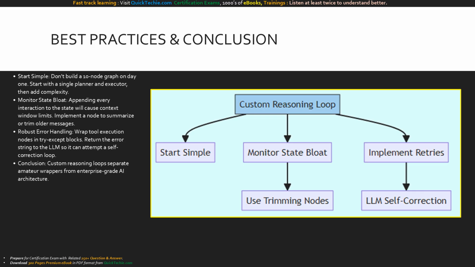Finally, implement robust error handling. If a tool fails, don't crash the graph. Catch the error and pass the error string back into the loop so the LLM can attempt to self-correct. Mastering proprietary reasoning loops is what separates amateur chatbot wrappers from true enterprise-grade AI architecture.